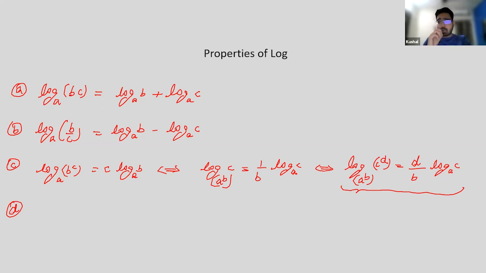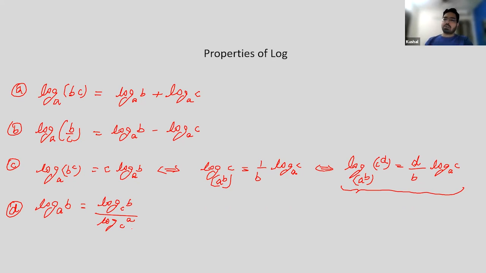The next one that I'm going to talk about is a very, very important one, which is the change of base. Suppose you've got log of base a of b and you wish to convert this log to the base of c. If I wish to convert this to the base of c, I'm going to rewrite this as log of base c of b divided by log of base c of a.